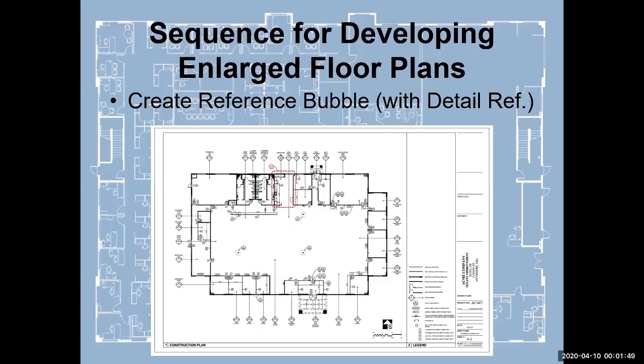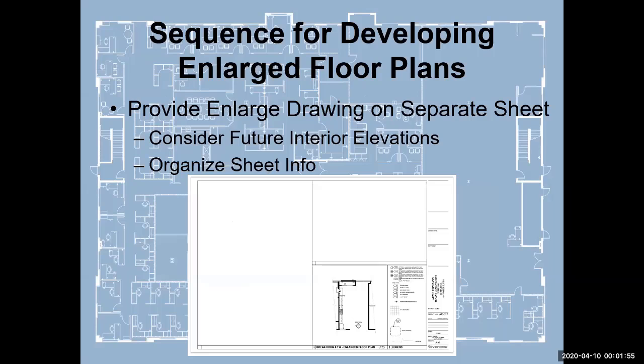So we draw the bubble around it and we reference that, and so they know where to find that next sheet of information. So we take that and then we drop it onto the plan. And then we have some standard symbols that we use for a variety of different finish callouts and other information that's important to the design. And then we apply those to the base enlarged plan drawing.